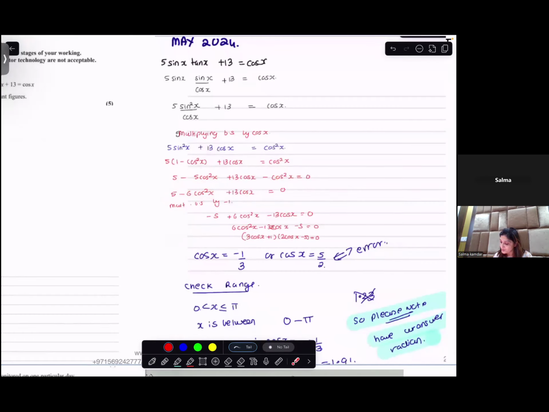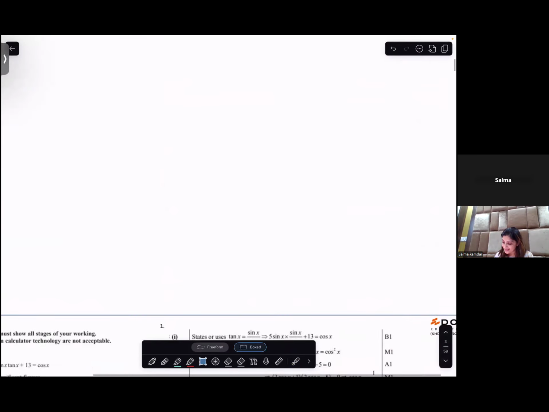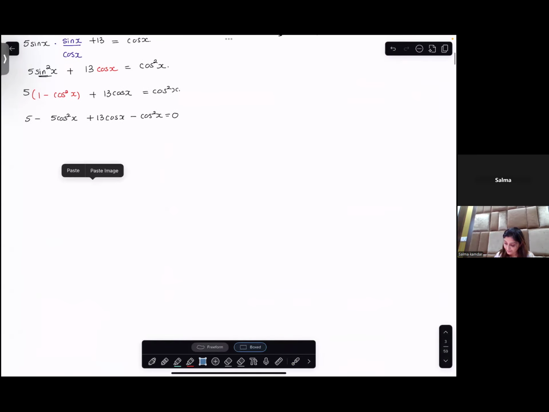I'm multiplying throughout by minus 1, so I would get minus 5 plus 6 cos square x. This sign would change. Minus 13 cos x is equal to 0. I'll get it in the quadratic form, which makes it 6 cos square x minus 13 cos x minus 5 is equal to 0. This is in the form of a quadratic equation to solve.